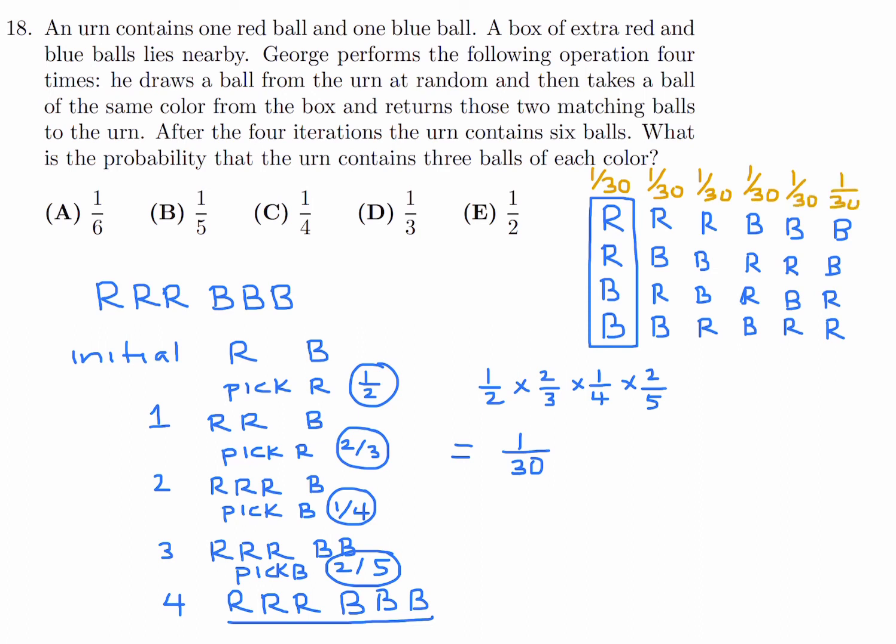All you have to do now is add up these six. So plus, plus, plus, plus, plus. And when you do, you get 6 over 30. And 6 over 30 in lowest terms is 1 over 5. So number 18, the answer is B.